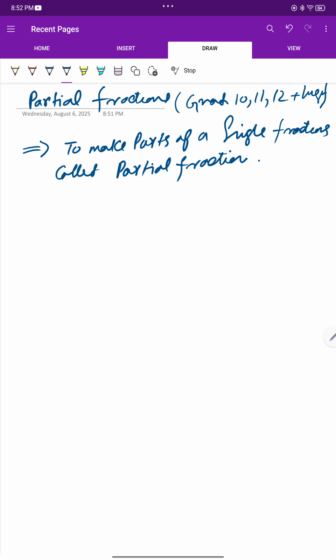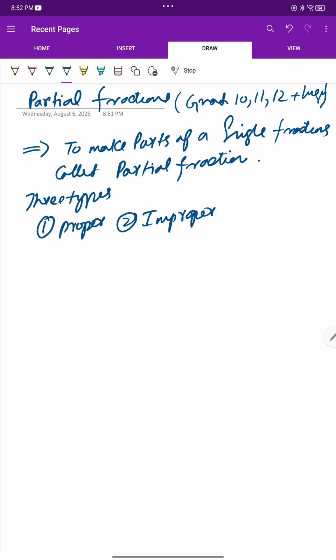So there are three types. One is proper, two is improper, and three is rational fraction. So these are the three types.